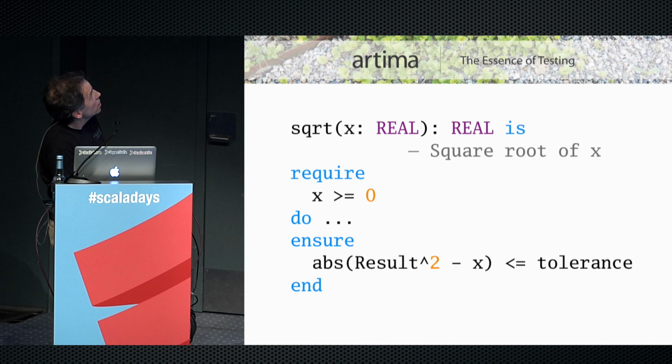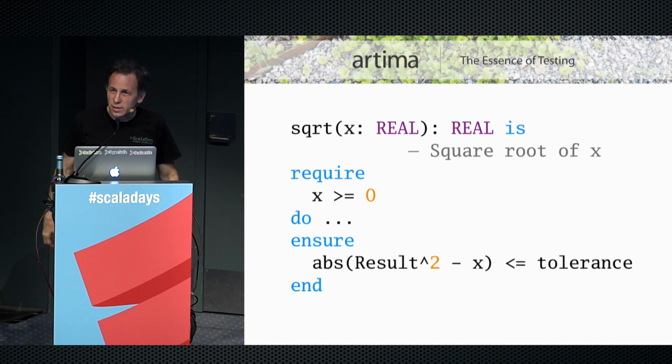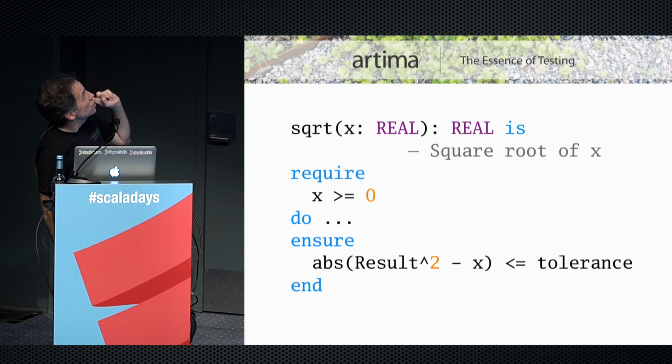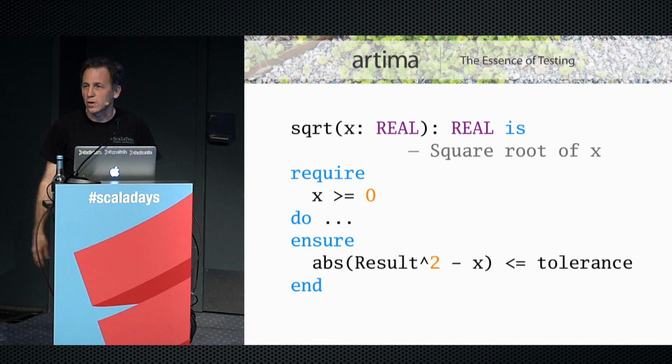So this is a snapshot of what Eiffel looks like. And the do block in the middle there, that's where you do something. That's sort of the body of your method. But you can't just say do. You have to say require, and then that's where you put your preconditions. So this is a square root method. So its precondition is that the real number x is greater than or equal to 0, right? Because you can't actually compute square root on a negative number.